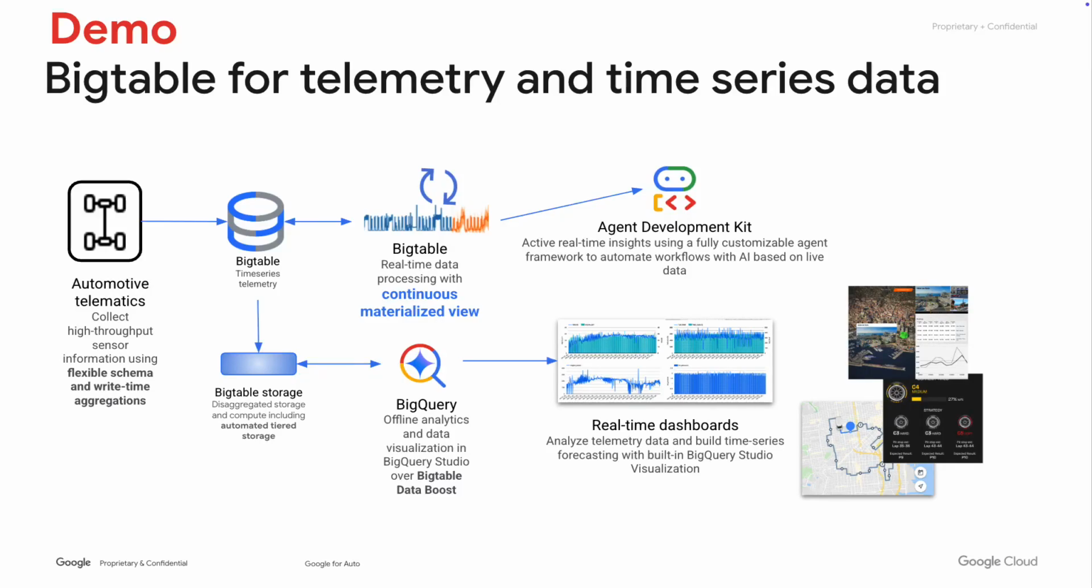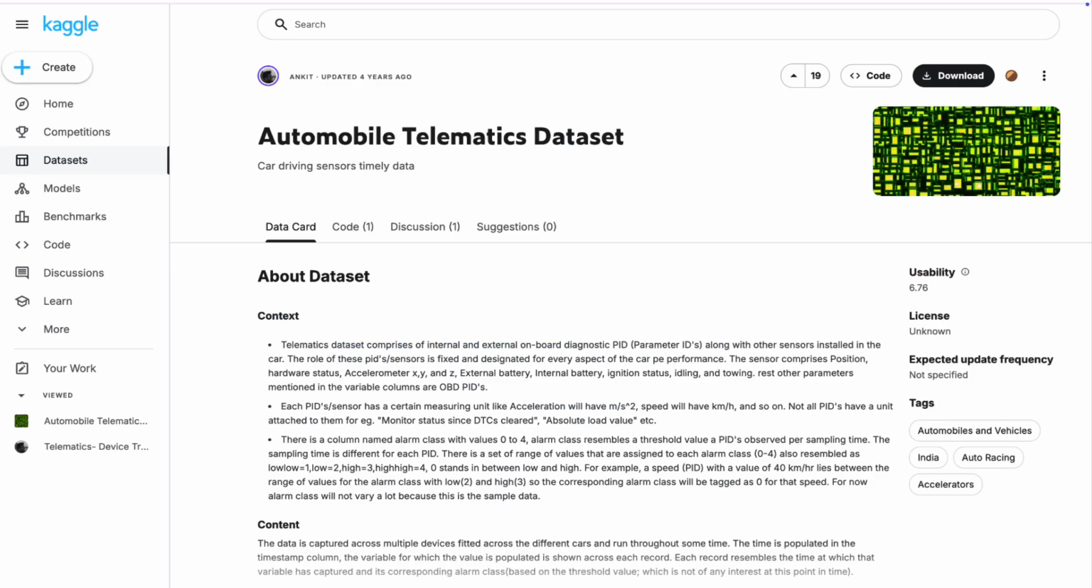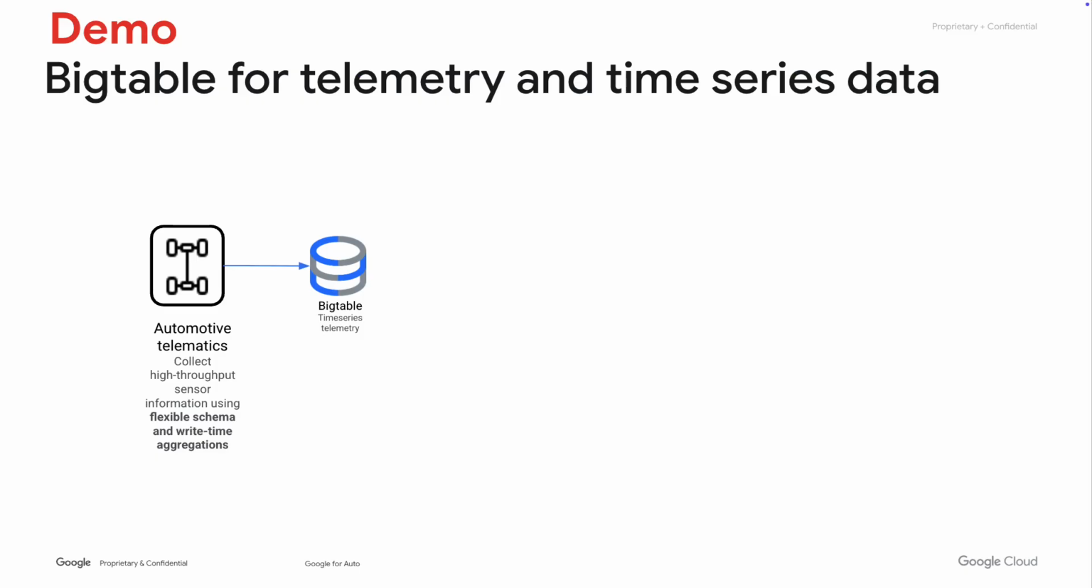This brief demonstration will highlight new Bigtable features that streamline real-time analytics and facilitate immediate operations on high-volume telemetry and time series data. For this demonstration, we'll utilize a publicly accessible automotive telemetrics dataset, which has been reconfigured into the Bigtable data model. Let's start by looking at what this data looks like once it lands in Bigtable's flexible schema.